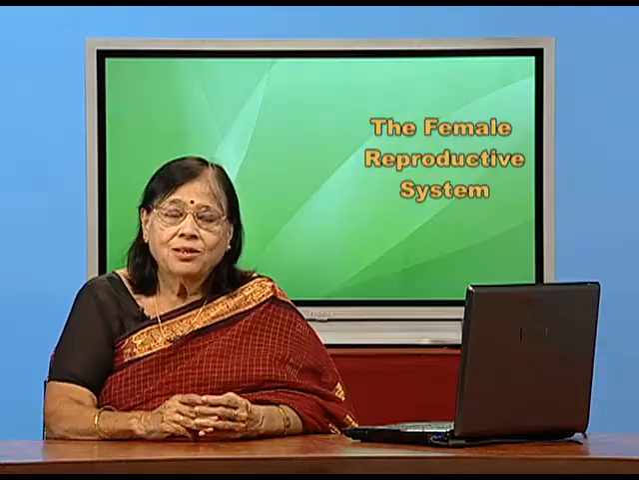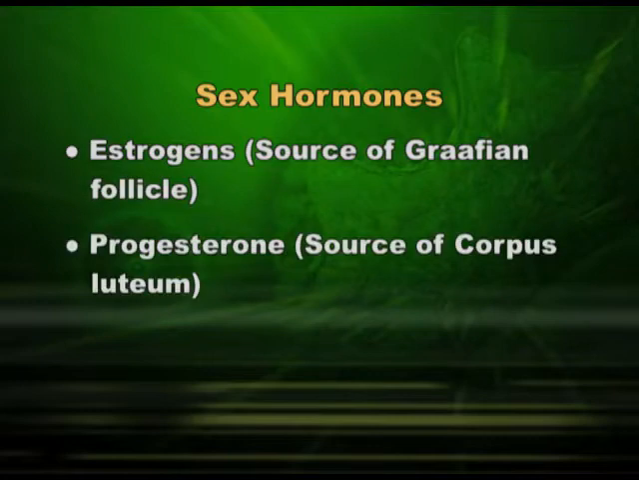Graafian follicle had structural configuration, it had some well defined structures, whereas corpus luteum is again a ball of cells. The only difference is that these cells are very big with very prominent nucleus and very clear boundary, which are the features for a secretory cell. And you know, a hormone progesterone comes out from corpus luteum. So, there are two female sex hormones, one is estrogen, one is progesterone. The estrogen, the source is Graafian follicle, and progesterone, the source is corpus luteum.